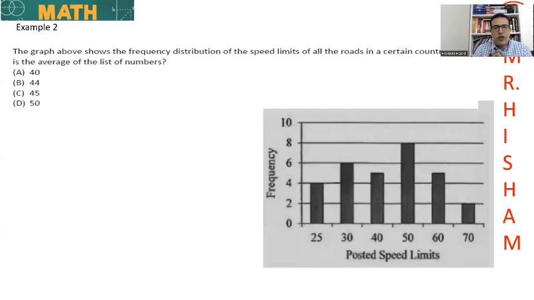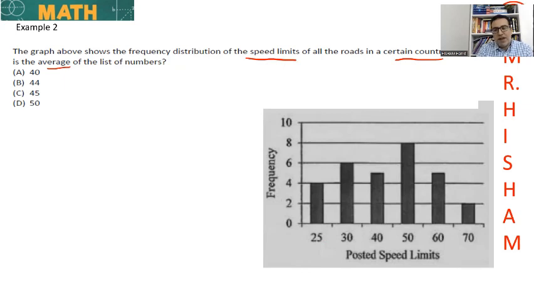Now we are going to start the third part of how to find the mean, median, mode, and range of a graph of data. In the graph in front of you, I have shown the frequency distribution of the speed limits of the road in a certain country. What is the average, the mean?